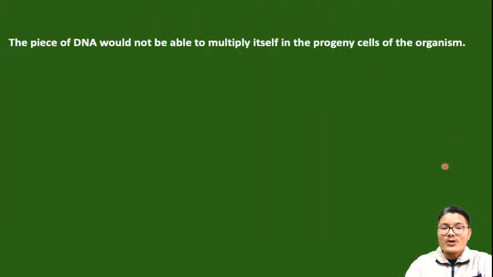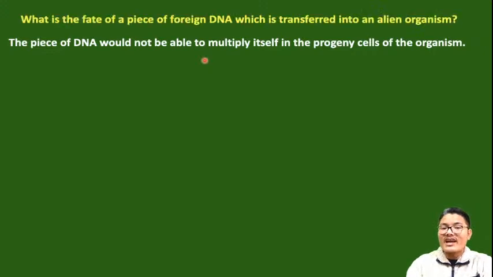So what is going to happen with a piece of gene? We are seeing that there is introduction of a piece of gene or piece of DNA, and that piece of gene is going to follow certain procedures. So the question here is, what is the fate of the piece of foreign DNA which is transferred into the alien organism? And it's written here, the piece of DNA would not be able to multiply itself. This is the condition.